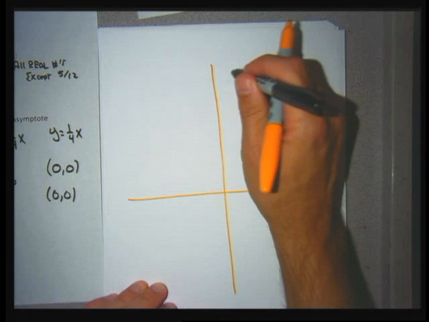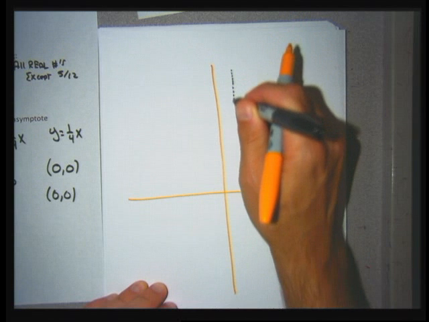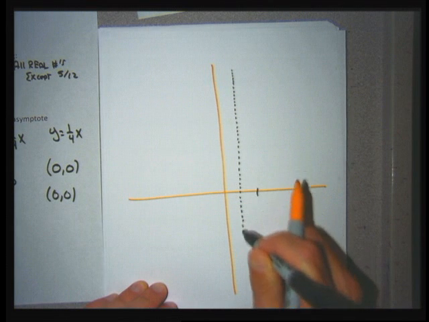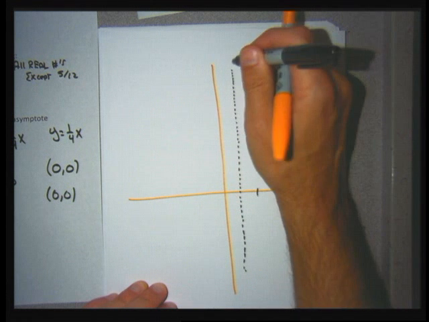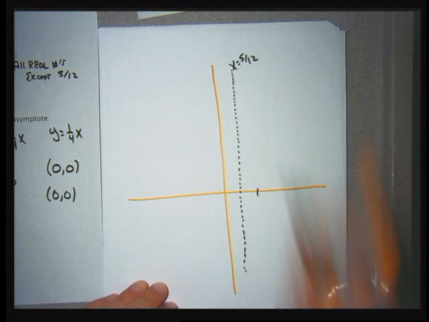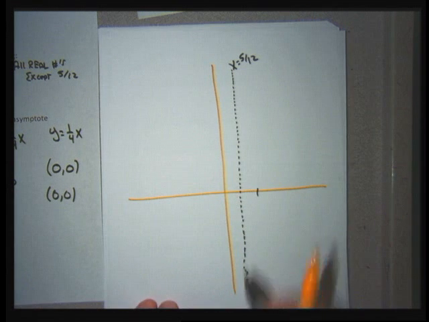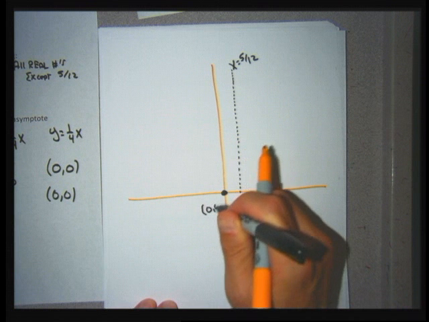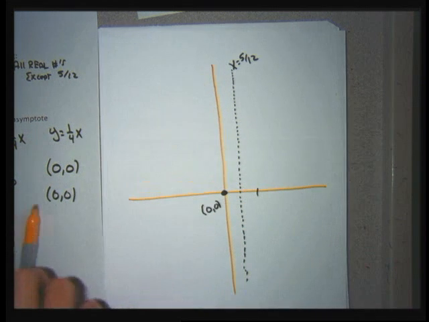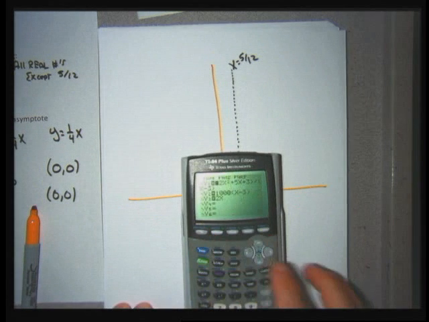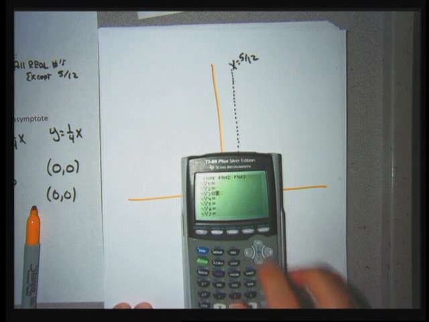The x equal to 5/12. 5/12 is just less than 6/12, which is 1/2. So my vertical asymptote goes just close to 1/2. And then (0, 0) is both the x and the y-intercept because (0, 0) is on both the x and the y-axis. Eventually I'm going to draw the 1/4 x, but I'm going to hold off on it before I'm going to steal a picture from my calculator first.